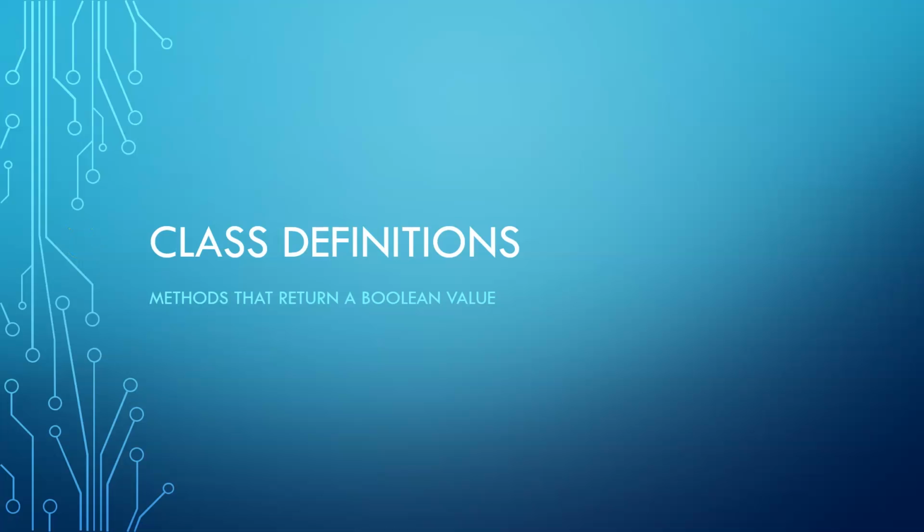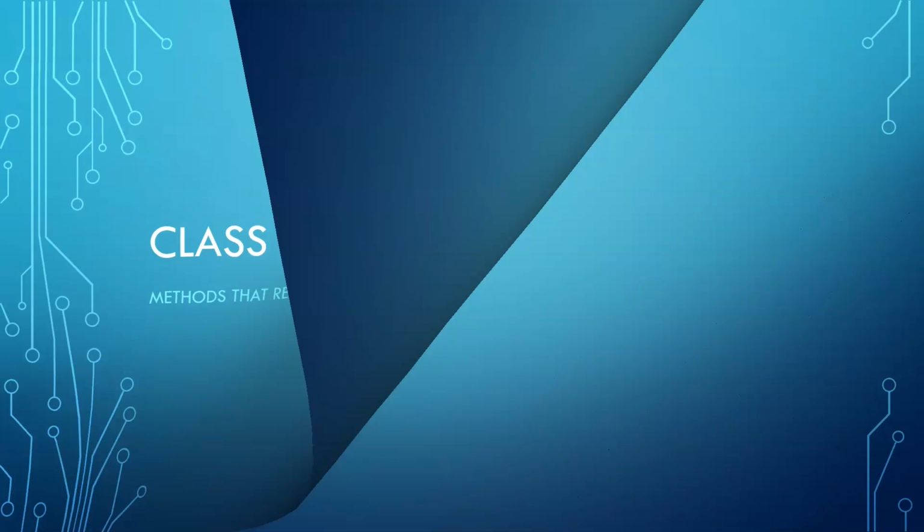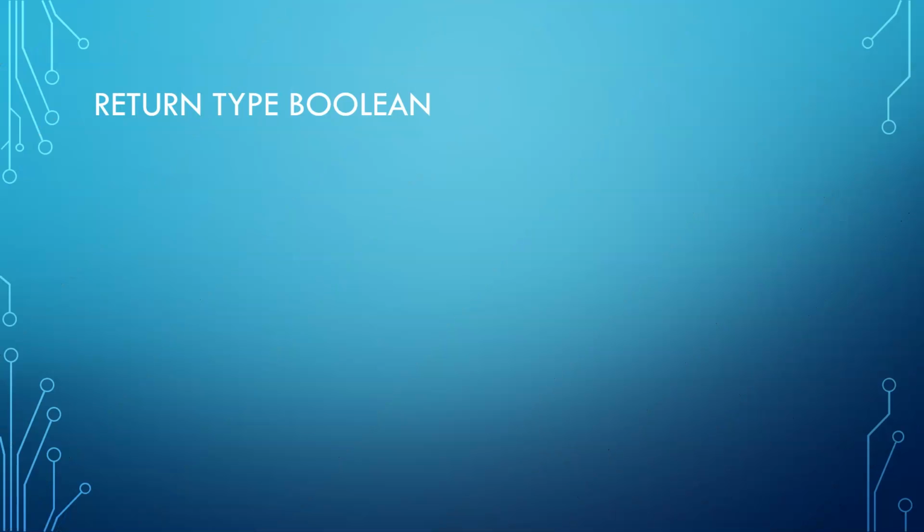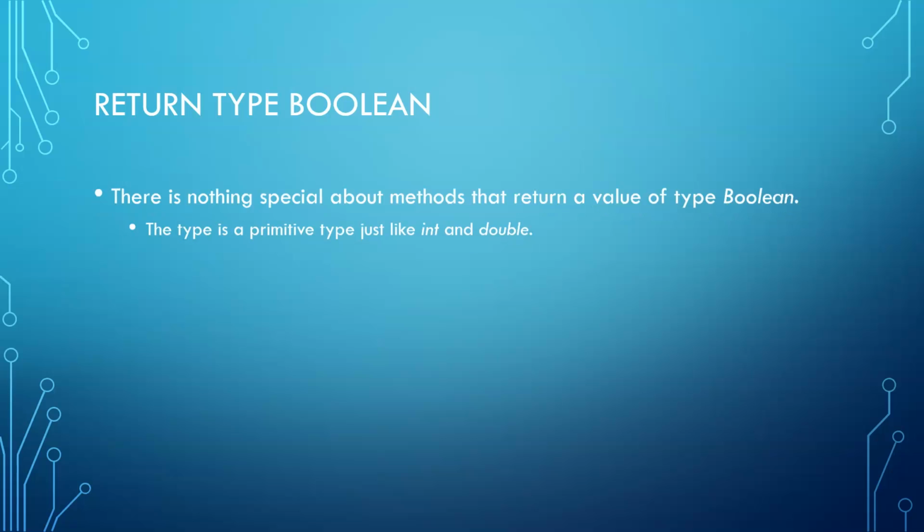And welcome back, students. As we get into more discussion on methods, we are going to today discuss methods that will return a Boolean value. So remember, Boolean means true or false. So return type being set to Boolean. There's nothing really special about methods that return a value of type Boolean, because remember, Booleans are a primitive type, just like ints and doubles. All right, so it's really nothing more than we have already seen.